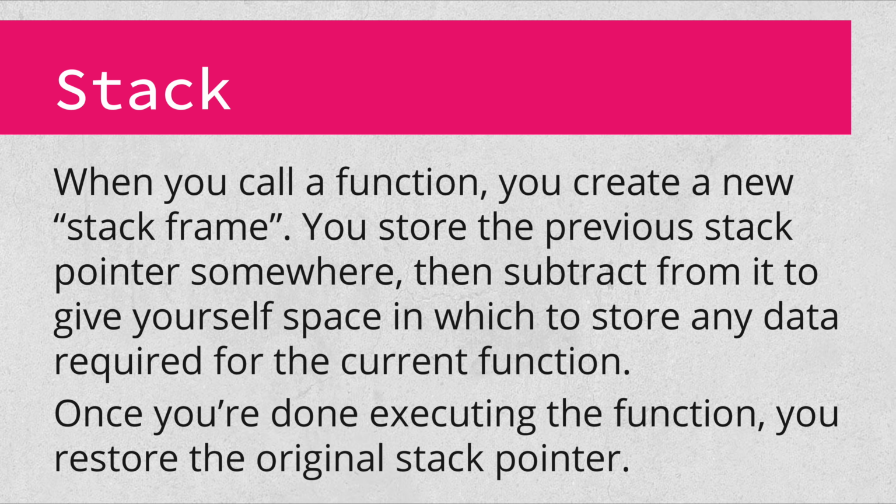When you call a function, or subroutine as it's often called in assembly, you create a new stack frame. In essence, you store the stack pointer, the current address for the top of the stack, then subtract from that to give yourself space where you store any local variables that are required for the current function. Once that function is over, you restore the saved stack pointer, effectively giving back the space you took on the stack.